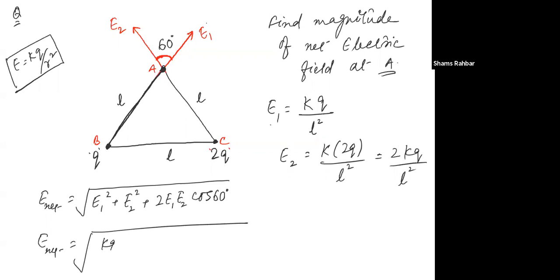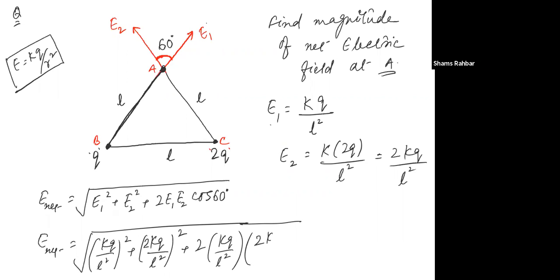You will write KQ upon L square, the whole square, plus 2KQ upon L square, the whole square, plus 2 into KQ upon L square into 2KQ upon L square, cos 60. Cos 60 is 1 by 2. Did you understand? Cos 60 is 1 by 2, right? This 2 and this 2 will cancel out.